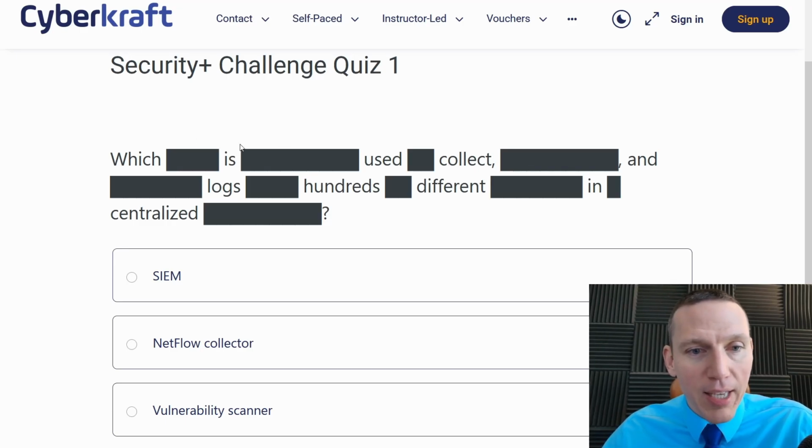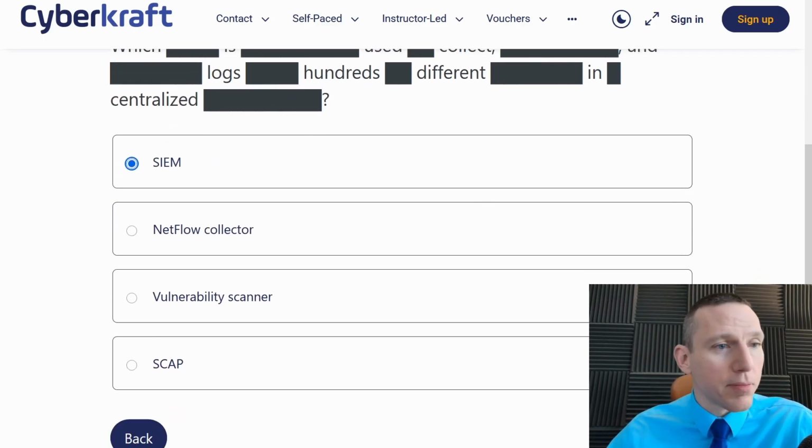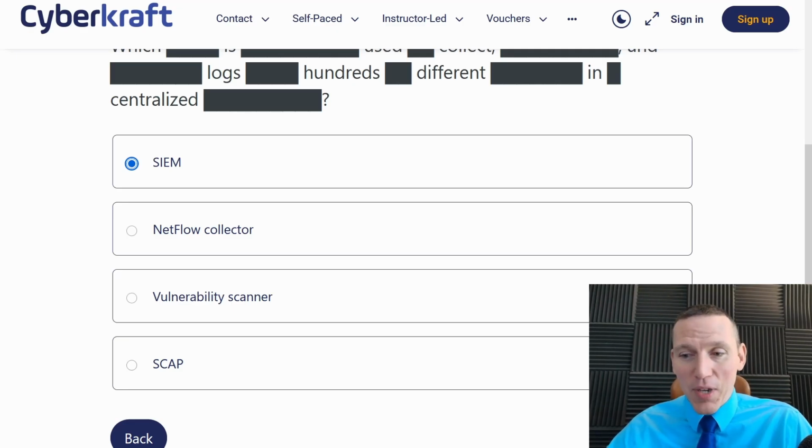All right, which blank is used to collect logs, hundreds of them. A SEM. Something about logs, collecting, and centralizing. Seems like a SEM. All right, finish quiz. Let's see how we did. I've got to finish the quiz here.